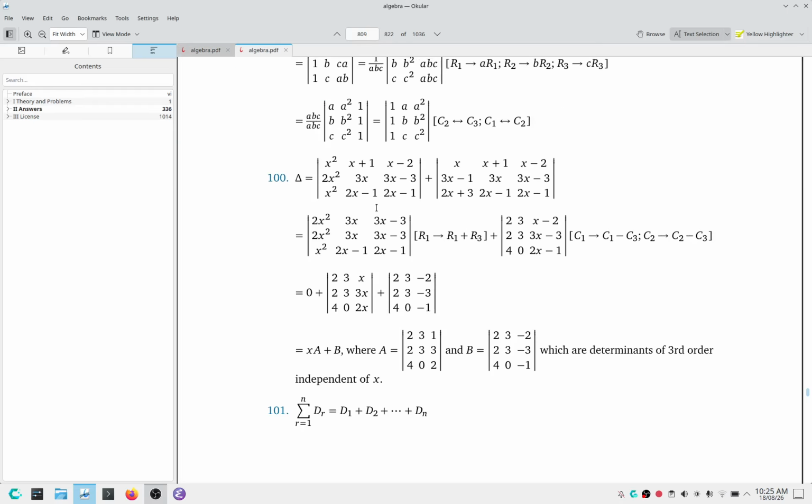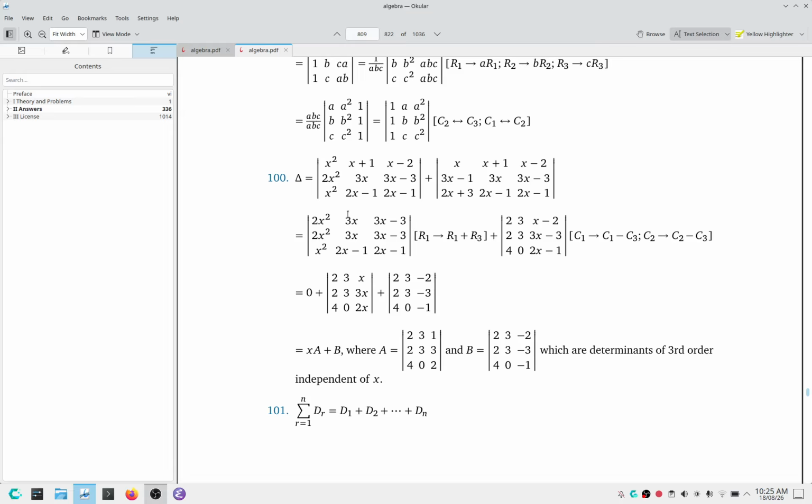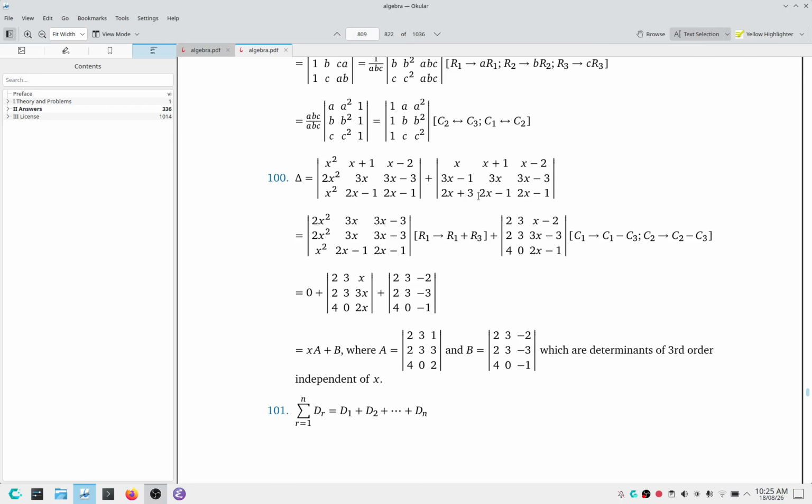So what we do is we split the first determinant, we keep x square to x square in one, and the remaining x, 3x minus 1 to x plus 3 in another. So now we have these two determinants. Here we do R1 is equal to R1 plus R3, we get 2x square, 3x, 3x minus 3, 2x square, 3x, 3x minus 3, two equal rows. So this will be 0.